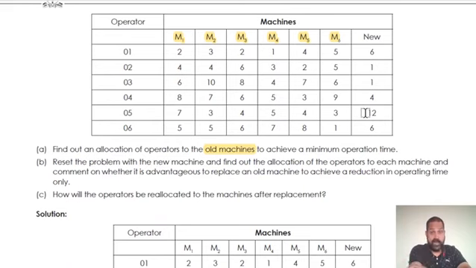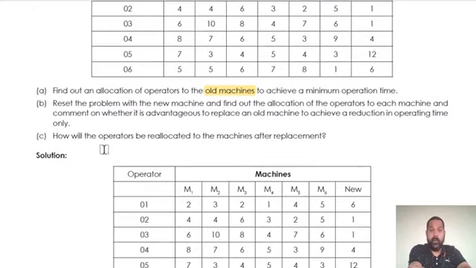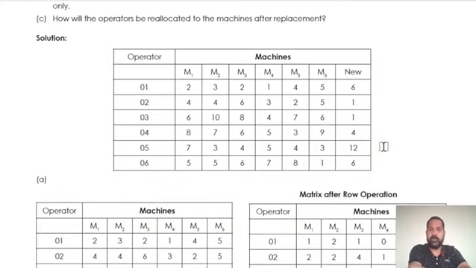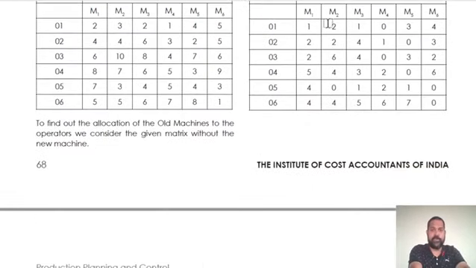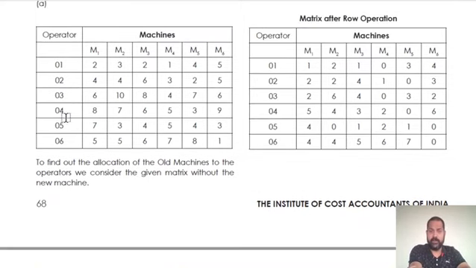So this is one very good question where you have to decide whether the new machine is a good idea or bad. We will see how to go about it. How will the operators be allocated to the machines after replacement? Okay, fine. So the first part of the question, is the problem balanced? Yes, because we don't have to consider the new machine. We only have to consider the 6 old machines along with 6 operators. Is there a prohibition? No. Is the objective to minimize? Yes. Then done. This is your question.